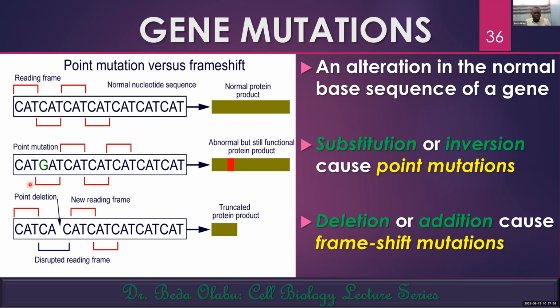What are point mutations? Point mutations are alterations which occur in the gene sequence involving one base pair without changing the reading frame of the gene.